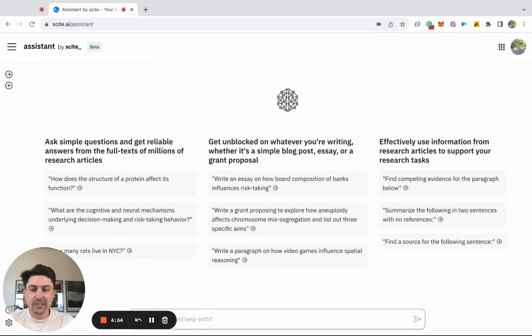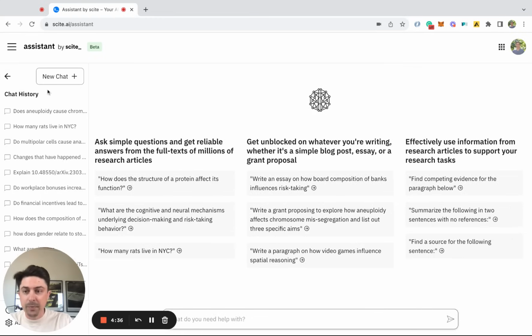Scite Assistant is like ChatGPT, but for research. It allows you to ask virtually any question in plain language and get an answer directly back from research articles. You can also give it other prompts like write an essay, write a tweet, or more specifically, find competing evidence and then copying the paragraph into the input.